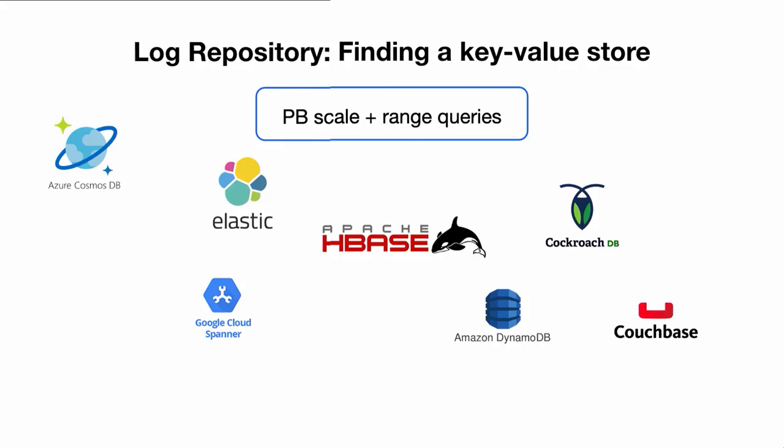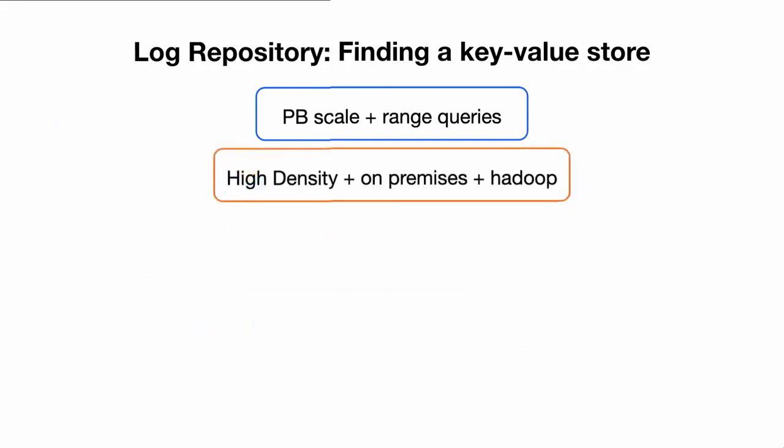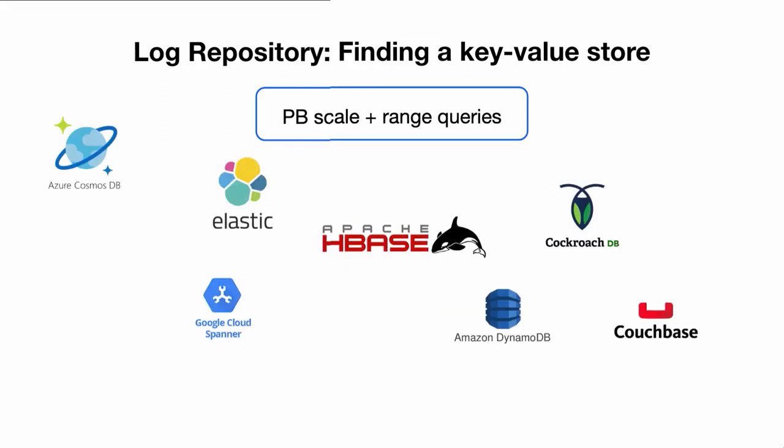So then we took a look at our business requirements and only looked at databases that met those. High density plus on-premises plus Hadoop. Next, back to the 7 database logos. Turns out there aren't any. So to understand why, I want to go through all of our business requirements and show why there aren't any databases that meet these.